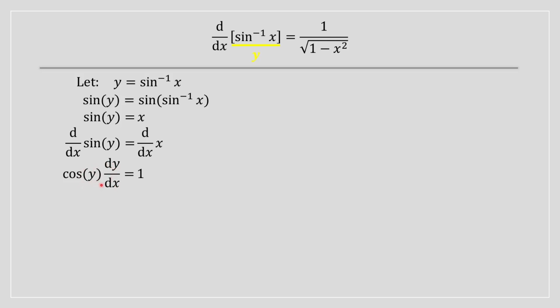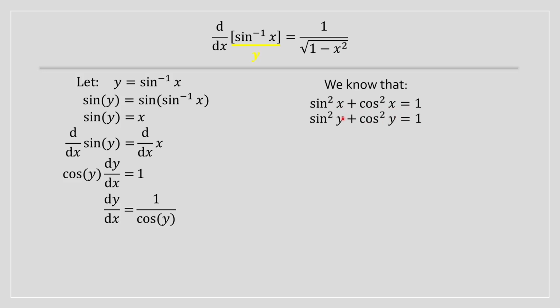Afterwards, we rearrange this formula to have dy/dx equal to 1 over cos of y. We have to find something that represents cos of y, and we're going to use a trig identity to do so. We know that sine squared of x plus cos squared of x is equal to 1. If we replace the x value with y and solve for cos of y, you obtain this, and we're going to replace this into this equation.